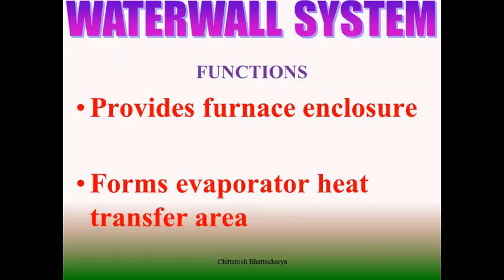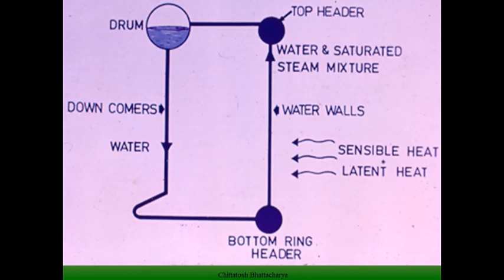The water wall system forms the largest heat transfer area within the boiler. Almost 50% of the total heat absorption takes place in the water walls. They are encasing the entire furnace, and they are also fitted at the rooftop of the boiler. So naturally, they receive the maximum heat generated within the boiler due to the combustion.